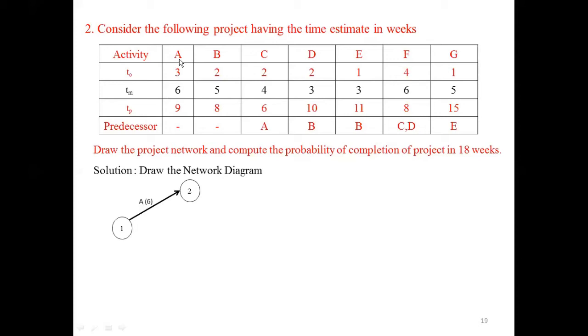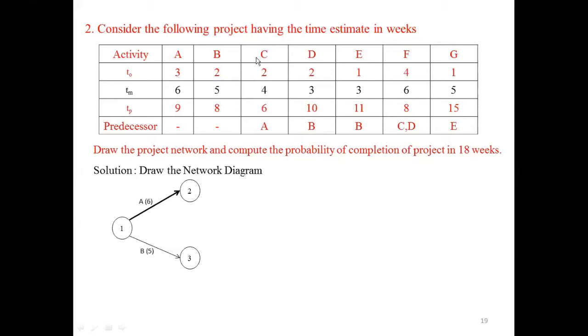And corresponding to activity A, the most likely time is 6. You have to write 6 in brackets. Similarly for B, since there is no predecessor activity, you have to represent it with the third node, and you have to write B. There is activity B, and in brackets you have to write 5. That is the most likely time.